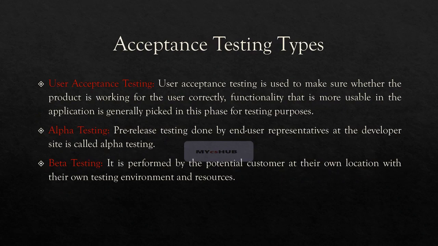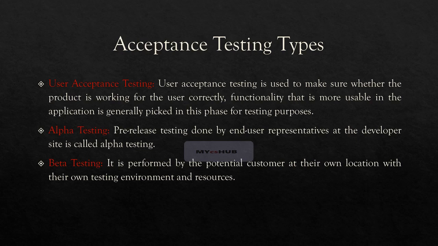Now, the acceptance testing types are user acceptance testing, alpha testing, and beta testing. User acceptance testing is used to make sure the product is working for the users correctly. In this testing type, functionality that is more usable inside the application is generally picked to perform the testing.